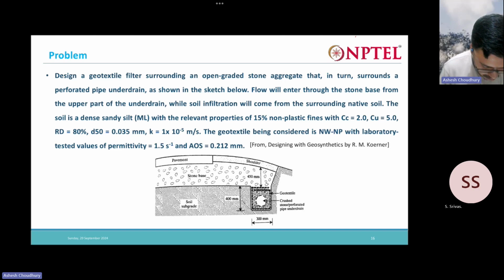Now this is one more problem, which is a similar problem. Try to see if you are able to solve this one. Try to read the question once and see if you are able to understand.